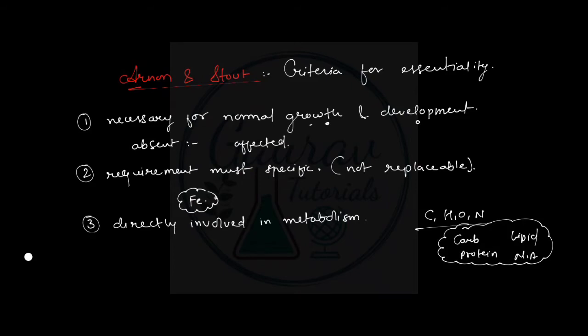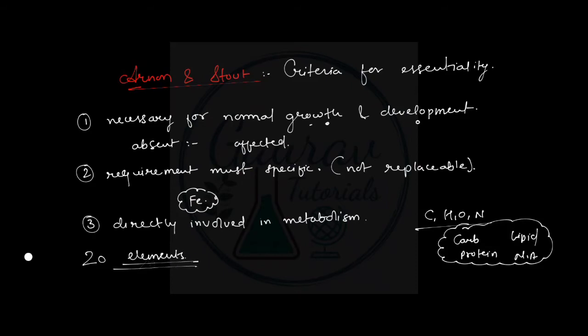Out of all the elements known to us in the periodic table, we've got as many as 120 elements, and in fact more than that nowadays. You would realize that out of these many elements, only 20 elements are considered to be essential.